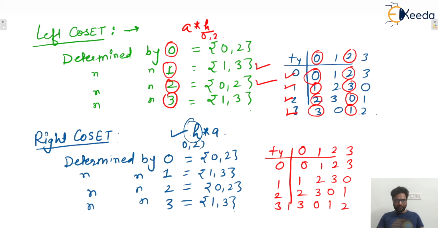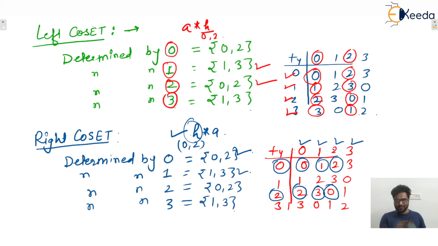So 0, 2 will belong to the capital H. Yes or no? So this H must be on the left-hand side. So here 0, 2, and here all elements will be there, 0, 1, 2, 3. So for 0 we get 0, 2. For 1 we get 1, 3. For 2 it is 2, 0 or 0, 2. For 3 it is 3, 1, that is 1, 3.